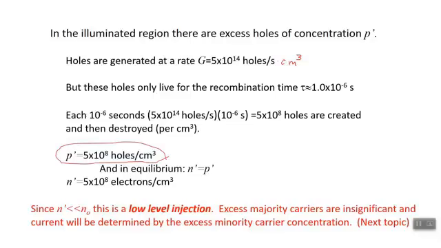So low-level injection is when the number of excess majority carriers is negligible compared to the equilibrium value of majority carriers. That means then that the current through a semiconductor really just depends on the excess minority carrier concentration. And that's going to be our topic next time. We're going to find the current due to excess minority carriers, which is the only current that matters. And that's our next topic. We'll get to that next.